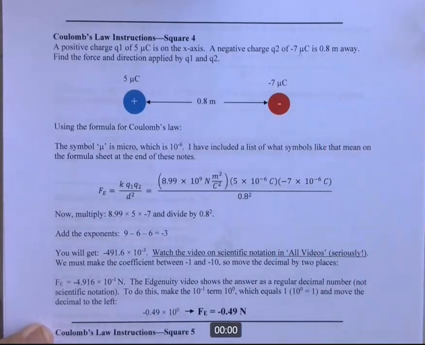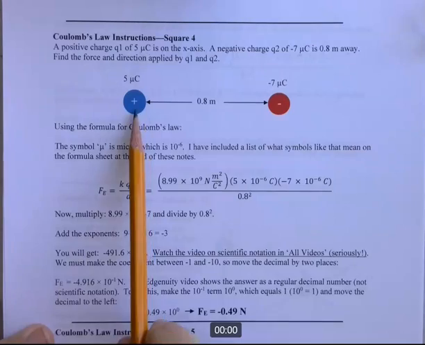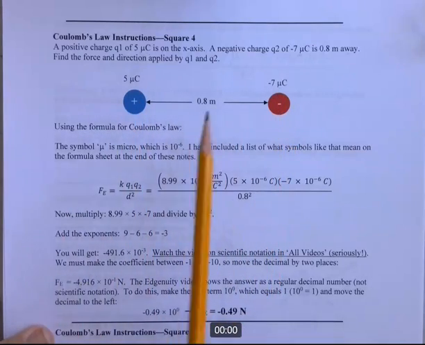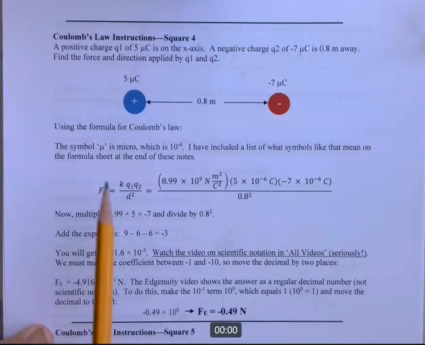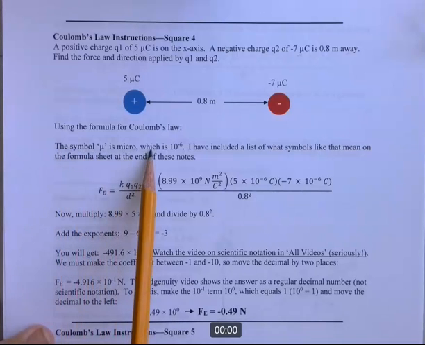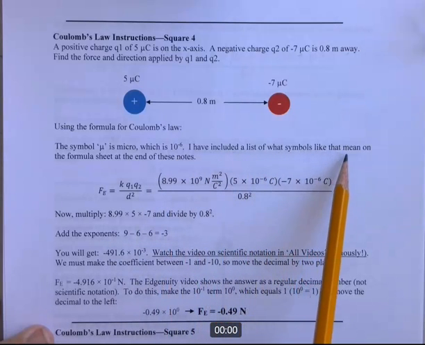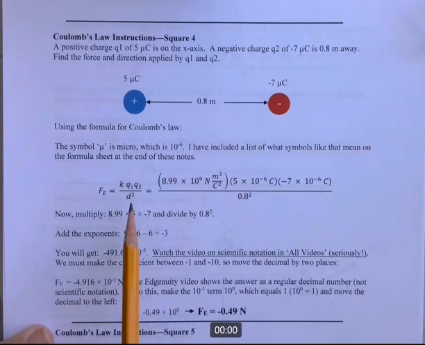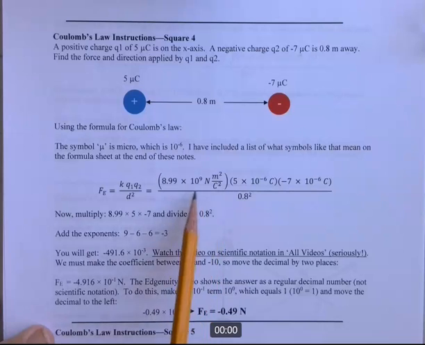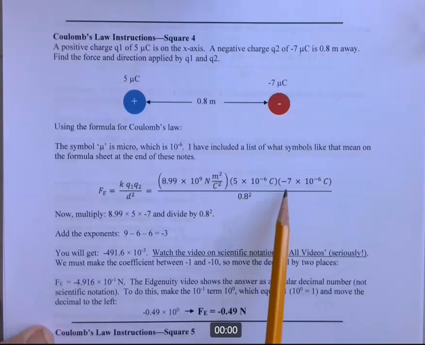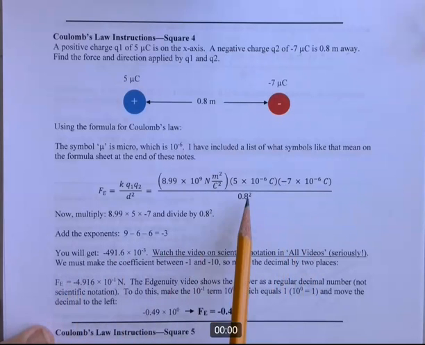Although this looks complicated, it's really just plugging in the numbers. There's a diagram of the situation. There's the two charges. They're oppositely charged, and they're 0.8 meters apart. The symbol mu is micro, which is 10 to the minus 6th. I have included a list of what symbols like that mean on the formula sheet. We just saw that. So here's the formula. You just plug in the numbers. There's K, Coulomb's constant. There's charge 1, Q1. There's charge 2, Q2. Don't forget the negative sign. And there's the distance, and then you square it.